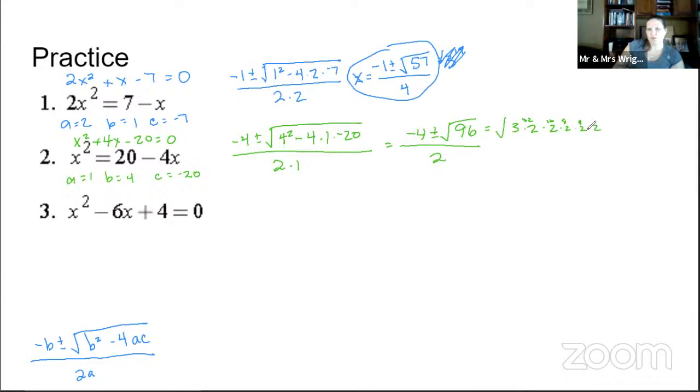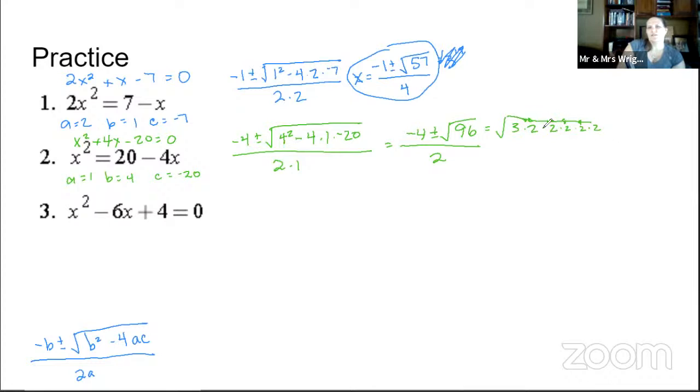3 times 2 times 2 times 2 times 2. Oh, I don't know if I put enough 2s. I think I need one more. 1, 2, 3, 4, 5. 1, 2, 3, 4. Yep, one more times 2 is 96. All right, so I've got that set up correctly.